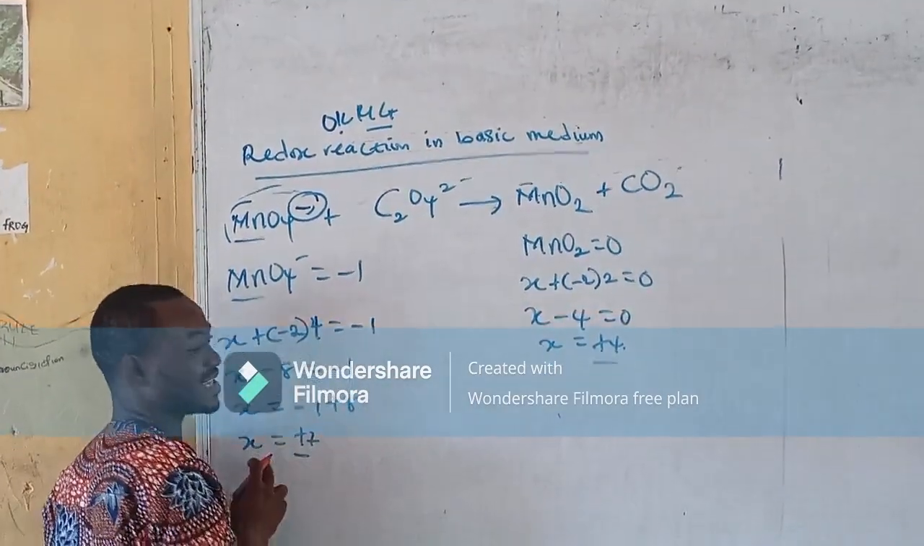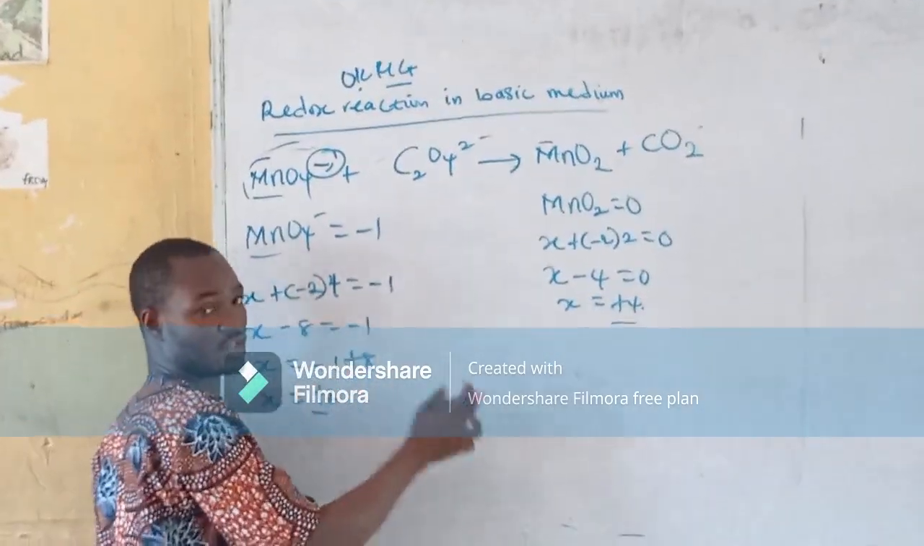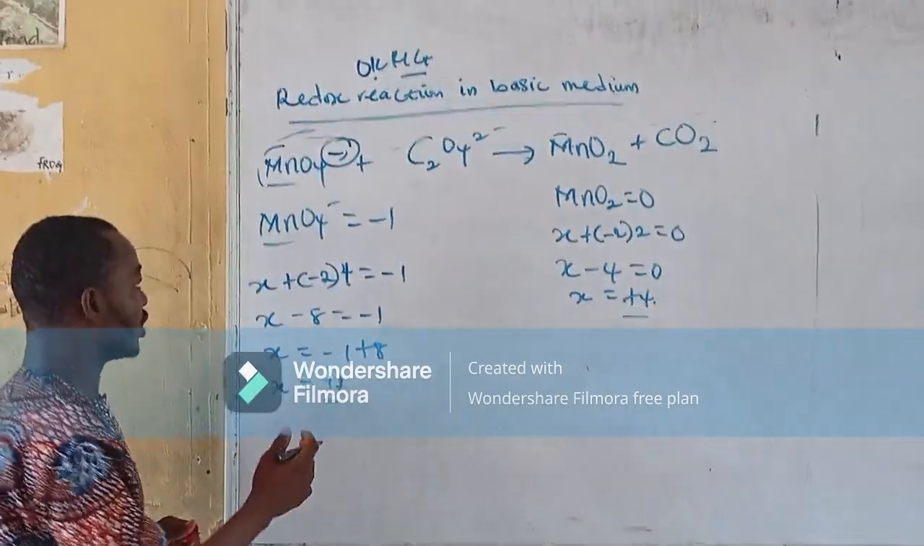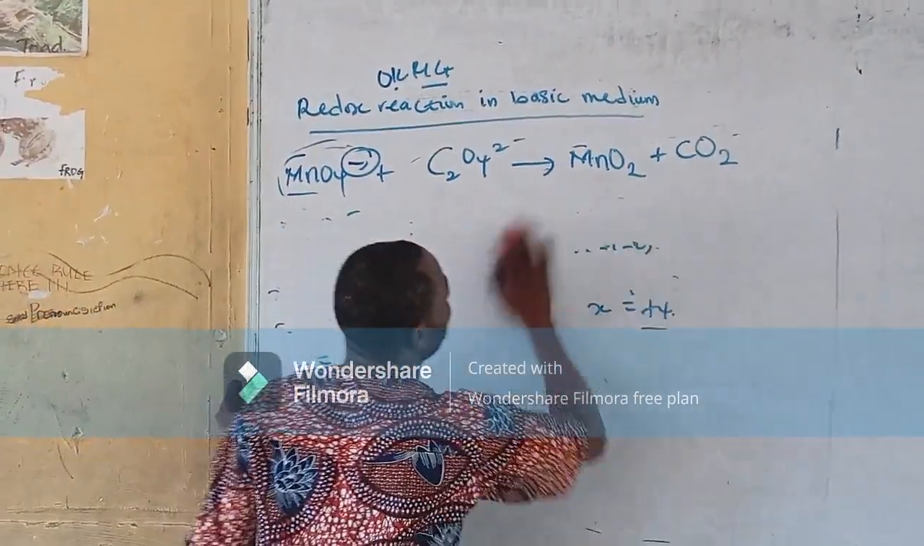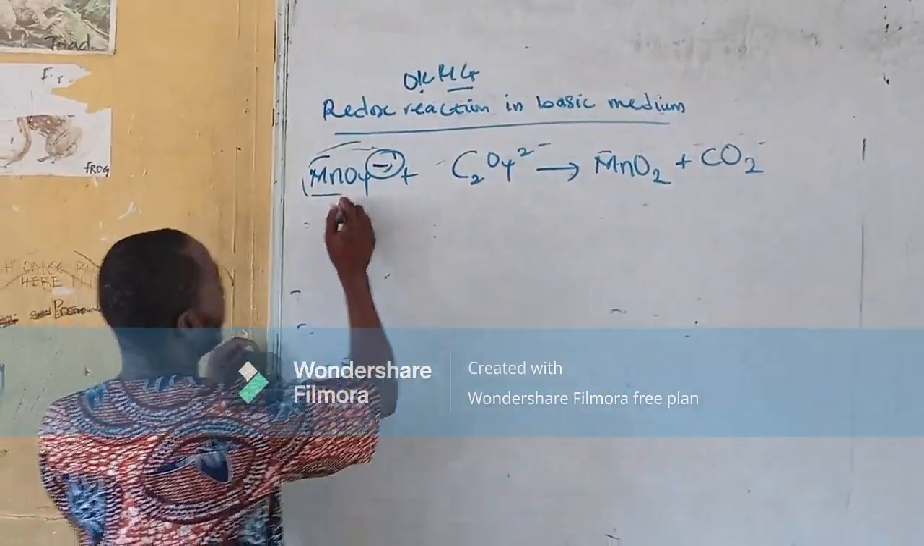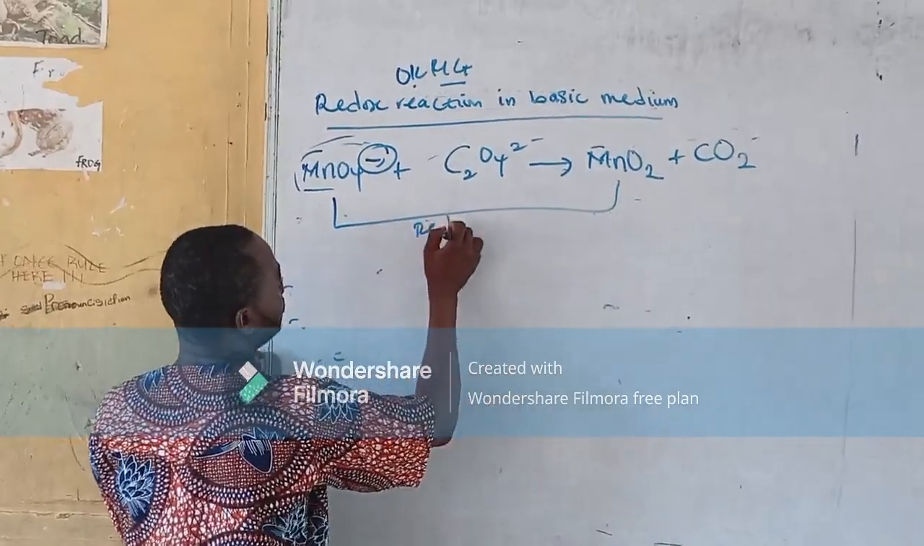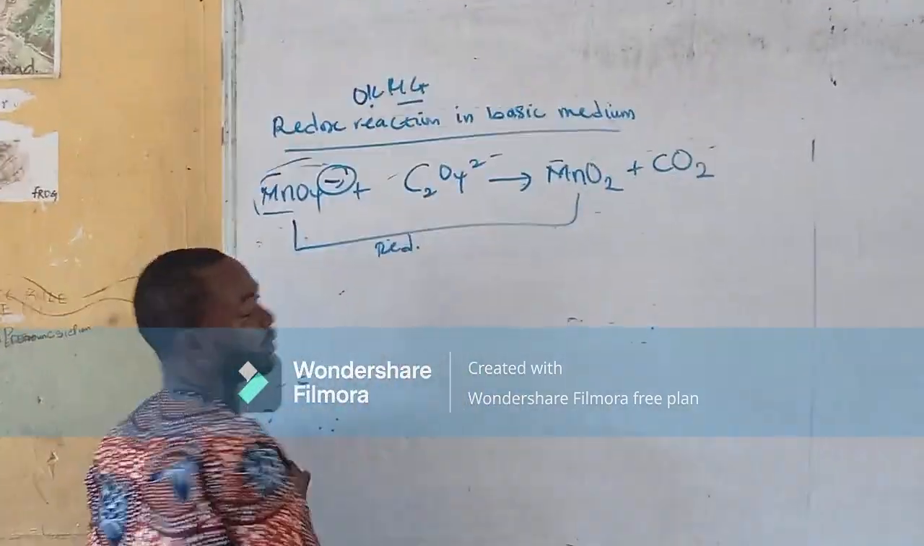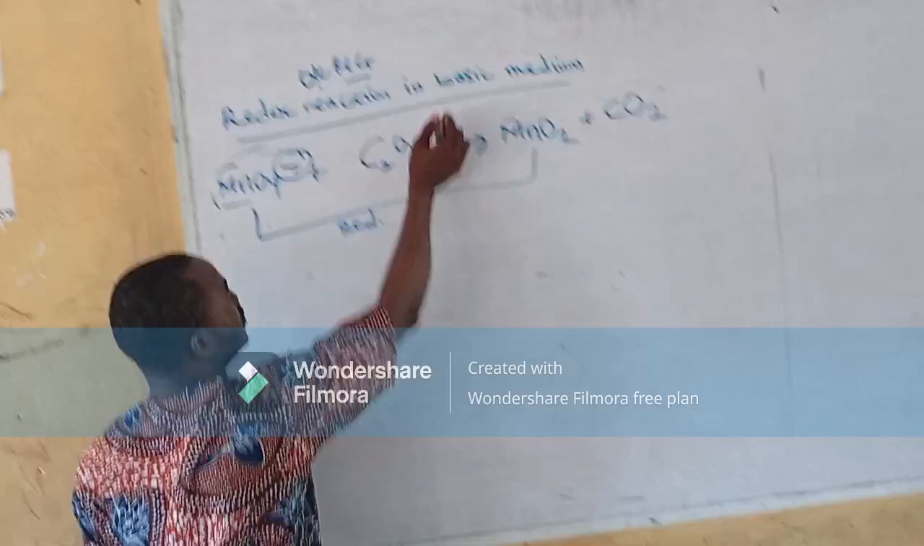It means that manganese has gained what? 3 electrons. In that case, we are doing what? Reduction. So here it means that manganese is doing reduction. So this is our reduction half equation. Let's now check for carbon here. Carbon also has -2 here.